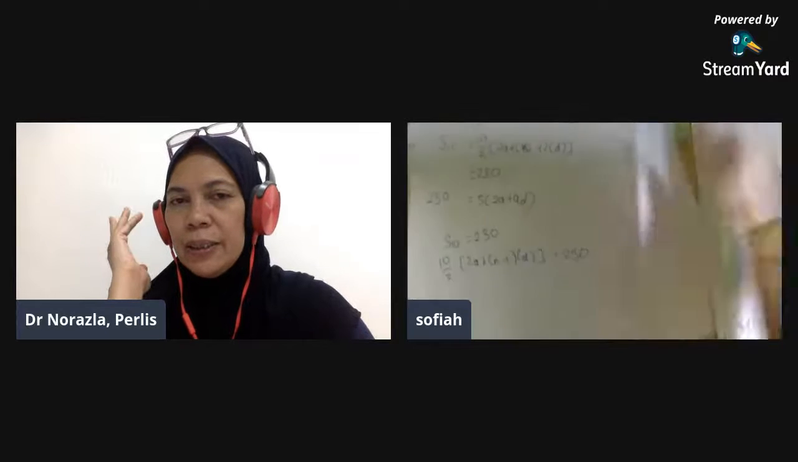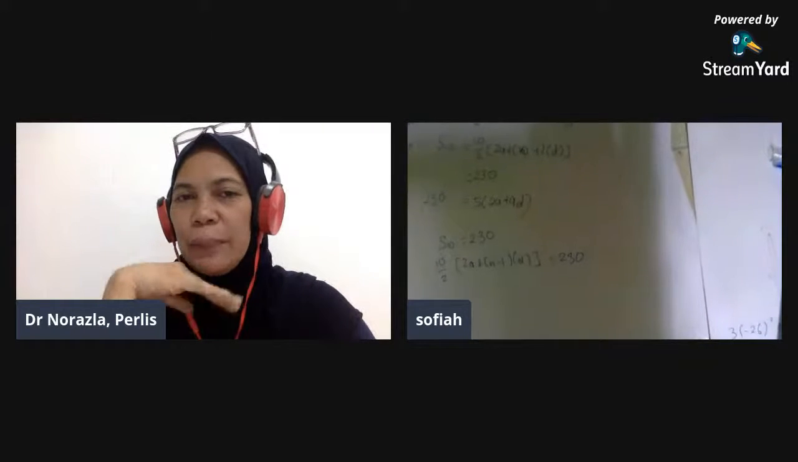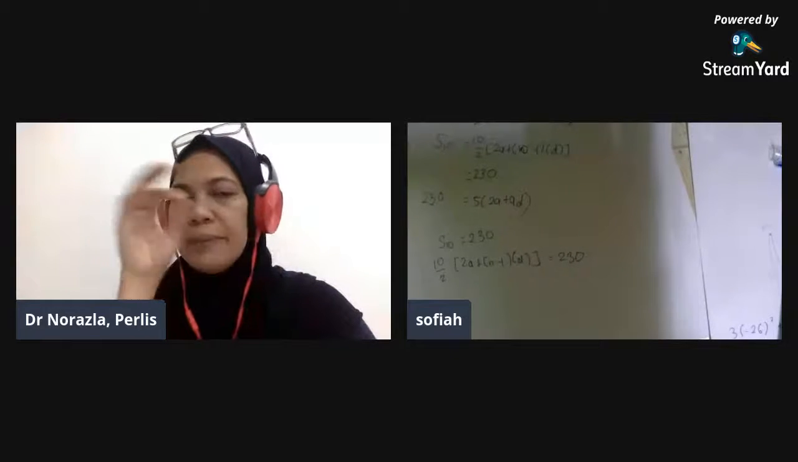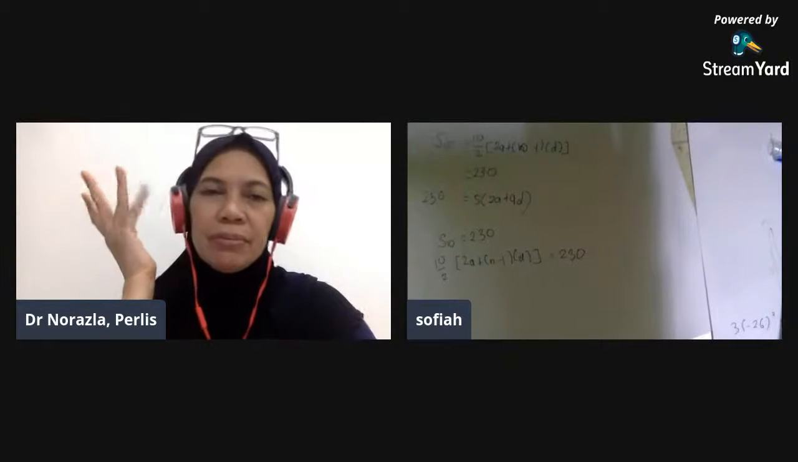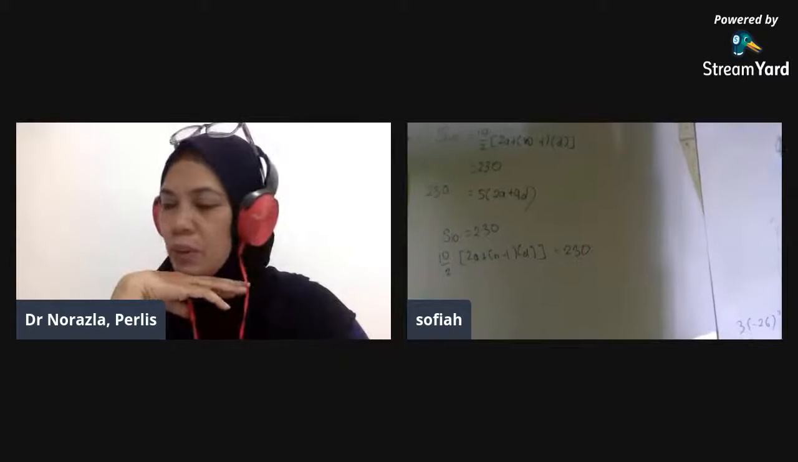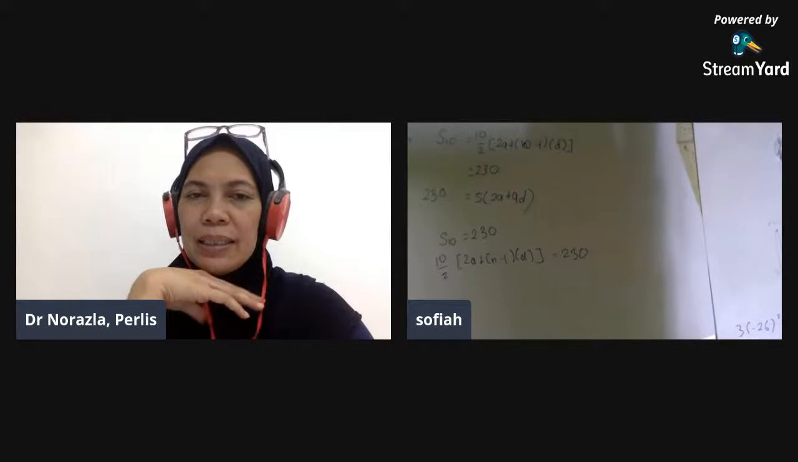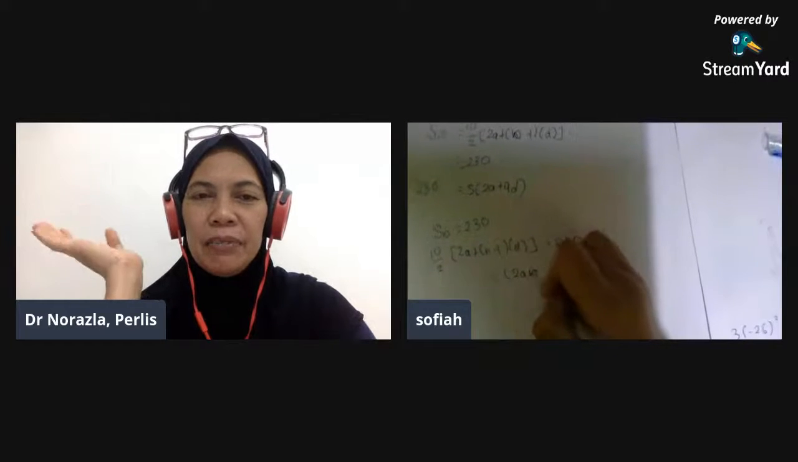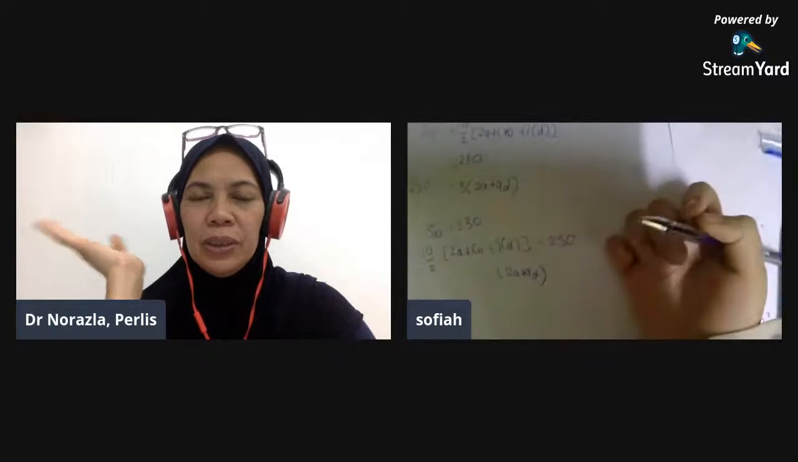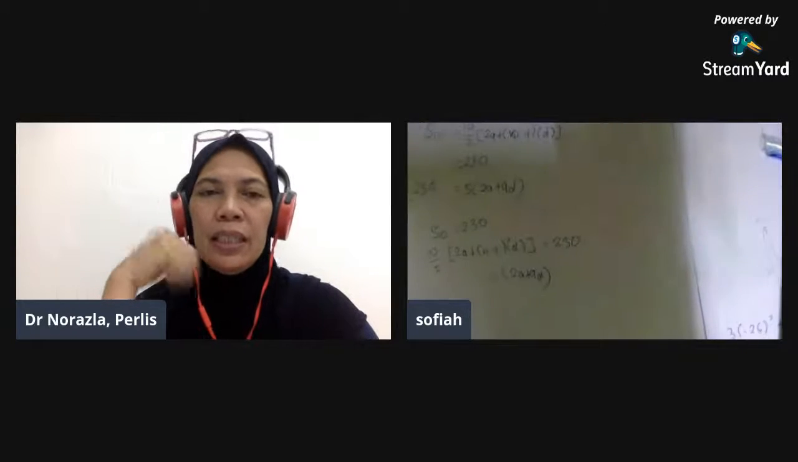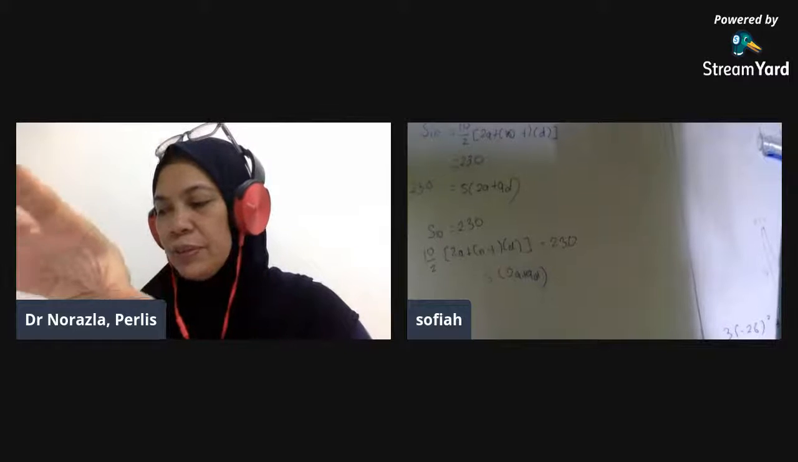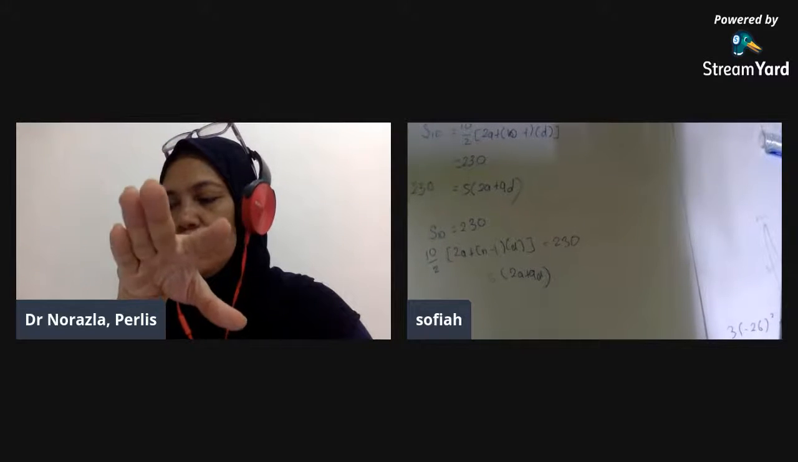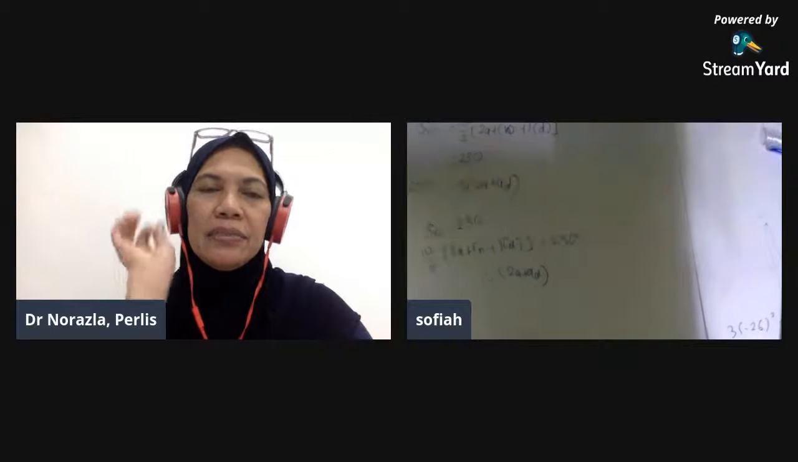So tell them to simplify this. You will get 5 bracket 2a plus 9d. Betul, tulis kat bawah tu. Yeah, tulis. So you just tell them to simplify. You need to simplify them first, then solve sampai you dapat 46 equal to 2a plus 9d is the first equation.